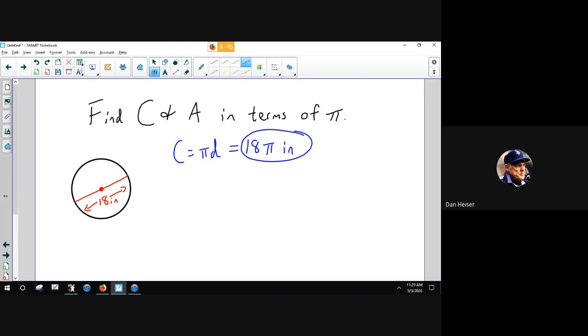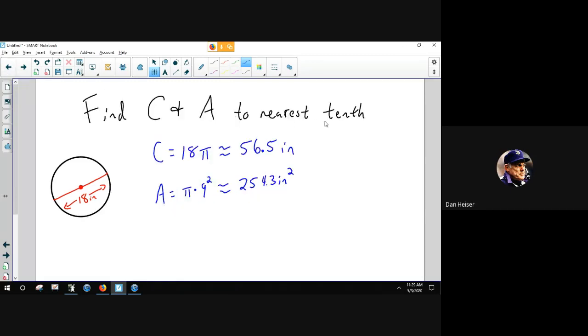Do the same thing with area. It's pi times the radius squared, 81 pi square inches. That's the exact value. So be comfortable expressing answers both ways. In terms of pi, leave pi alone in your answer. Approximation, that means you will plug in a value for pi and get something that's close to the true value.